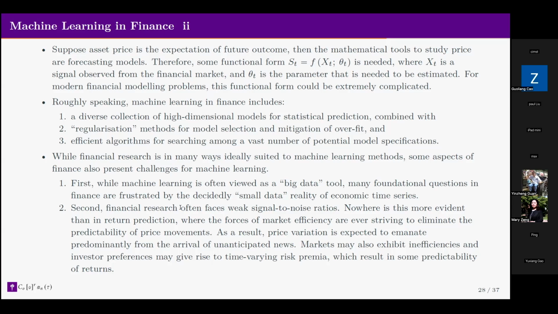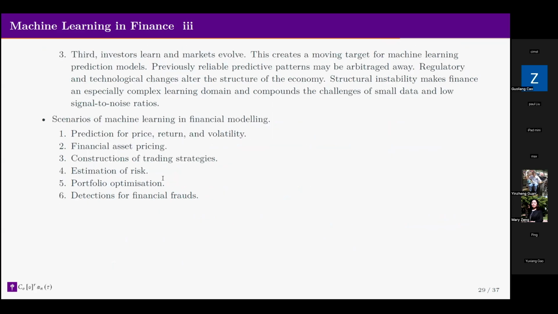The second one is that financial data is very noisy, which means when you collect a huge size of financial data to train your machine learning model, you have to do some data processing first to clean the data, because the data contains much noise, which is useless in general, and it will deviate your training from the true value that you want to seek. The third one is that investors learn and markets move, right? Because every day's market is different. This creates a moving target for machine learning prediction models.